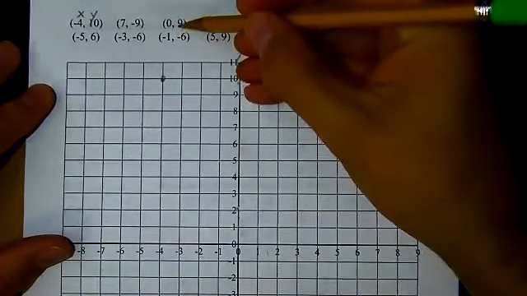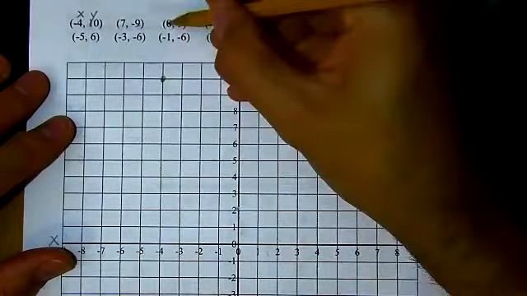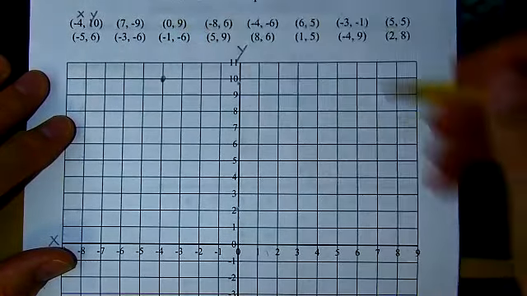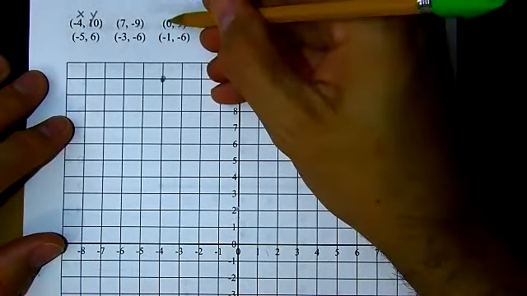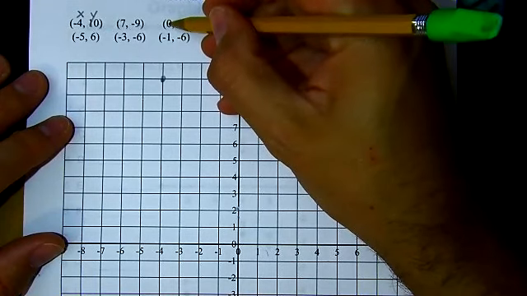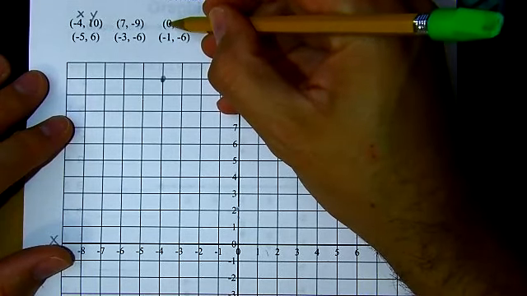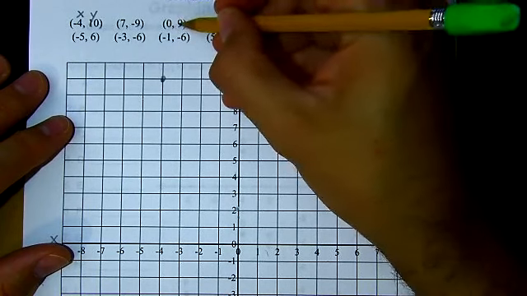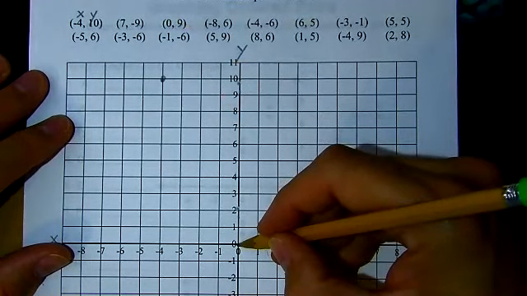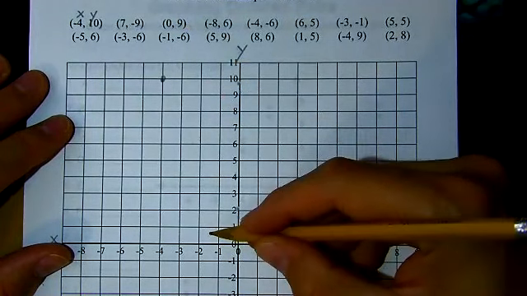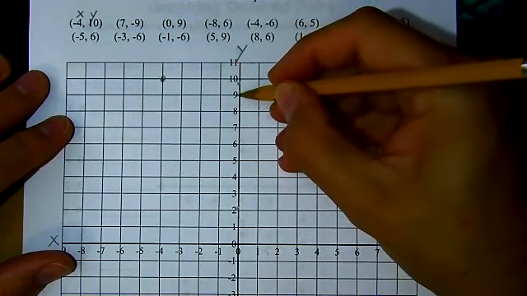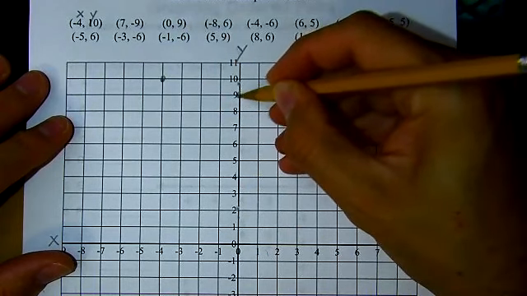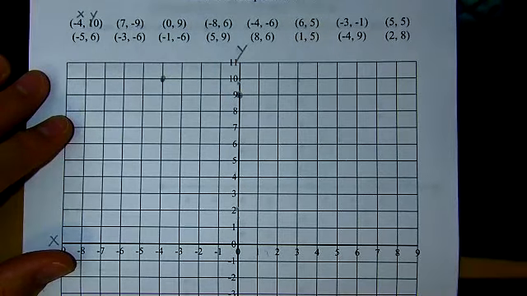Your third point is 0, 9. It's easy to get these mixed up anytime you have a 0. So just remember left and right. So if that's a 0 on the left and right axis, then you're not going to move left and right. You're only going to move up and down. So since this is positive, you're going to move up. So don't move to the left or to the right. Just go up 9. Your point would be right there.